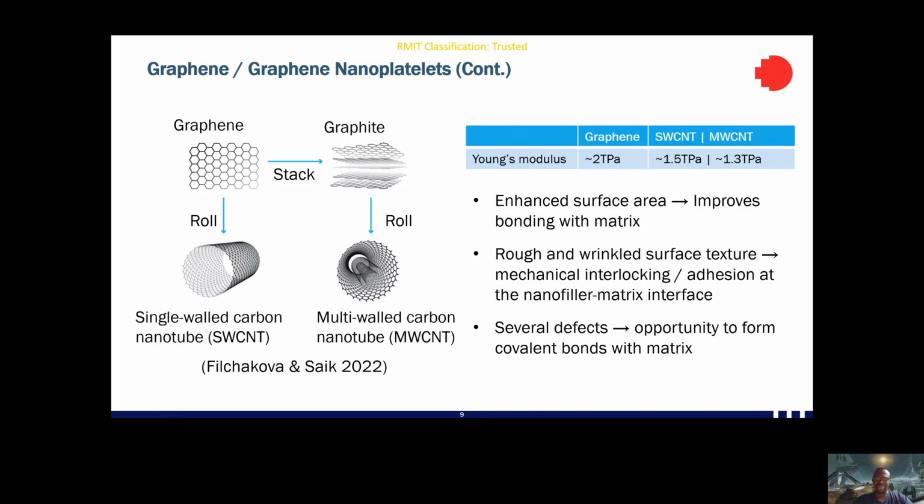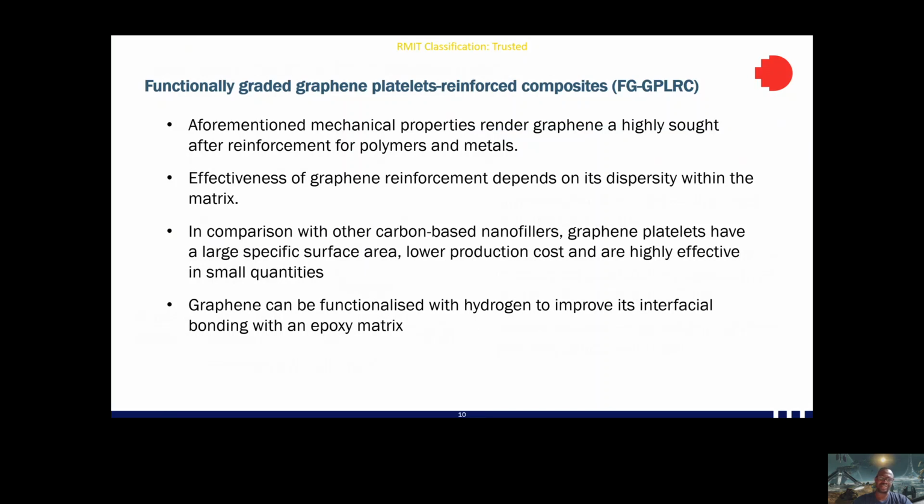It has a wrinkled or rough surface, which facilitates the formation of mechanical interlocks at the nanofiller and matrix interface. It also has several structural defects which provide an opportunity for the formation of covalent bonds with the matrix. And so specifically, when it comes to functionally graded graphene-reinforced composite structures, graphene has all the aforementioned mechanical properties, which make it a highly sought-after reinforcement for polymers and metals.